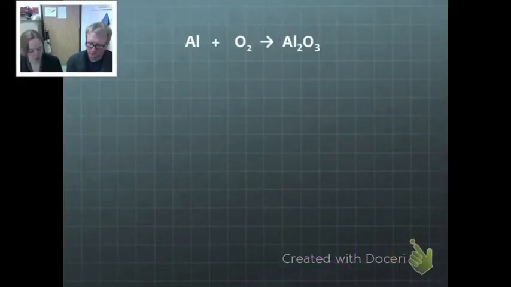So we've got aluminum and oxygen, and those give me aluminum oxide. What's the easy thing to assign oxidation numbers to? The free elements. Aluminum is by itself, so that's going to be 0. Oxygen's by itself, so that's going to be 0. And I am out of free elements.